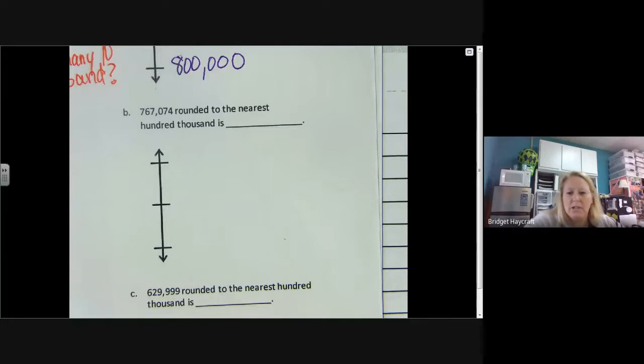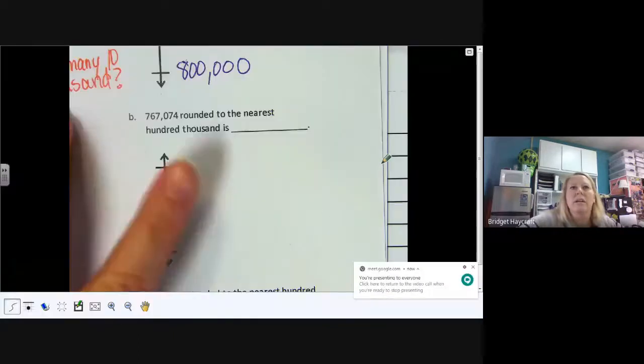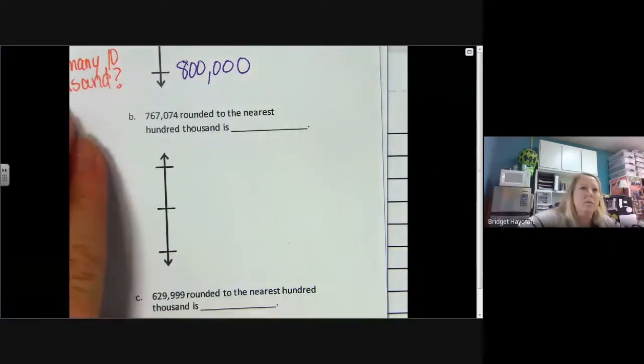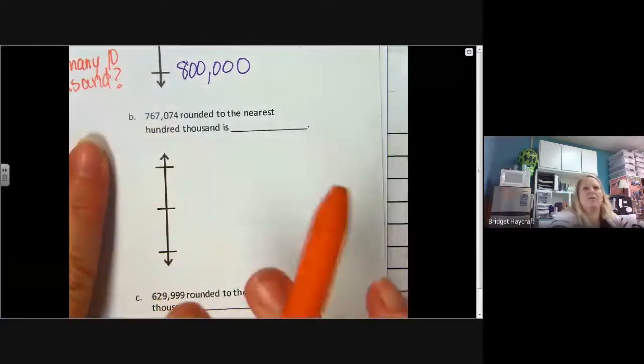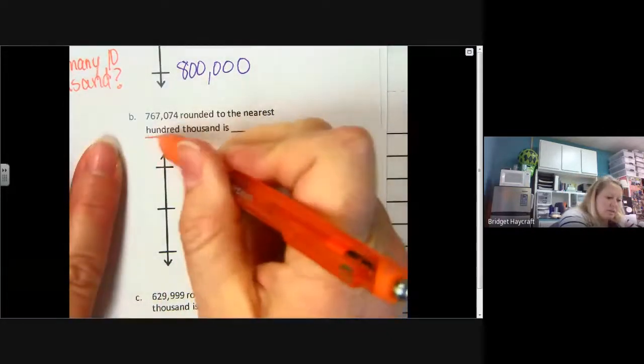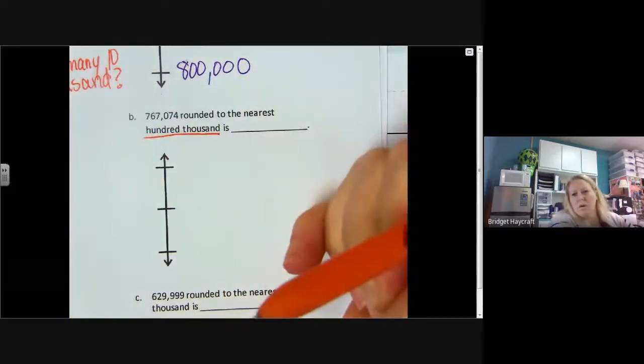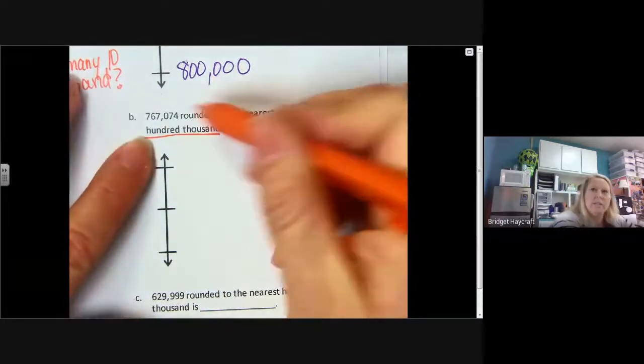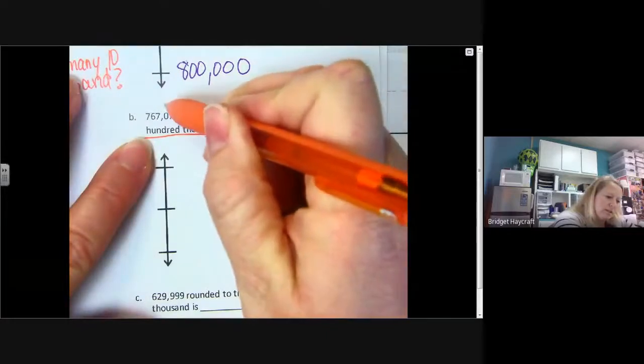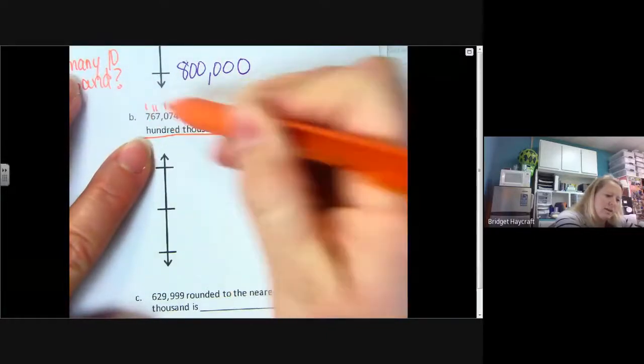So let's look at this. I think everybody pretty much has this, which is really exciting to me because I want to move on. If you all have got this, there's no sense in staying here any longer. Okay. So this number, we're going to round it to the nearest 100,000. So which is ones, tens, hundreds, thousands, 10,000s, 100,000s.